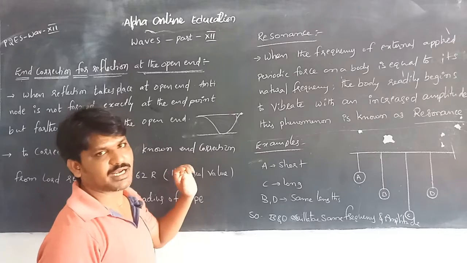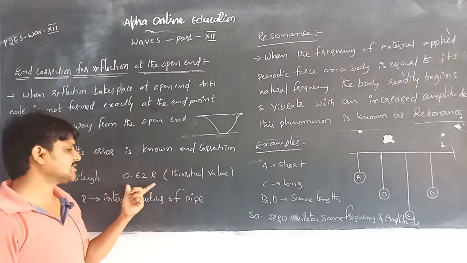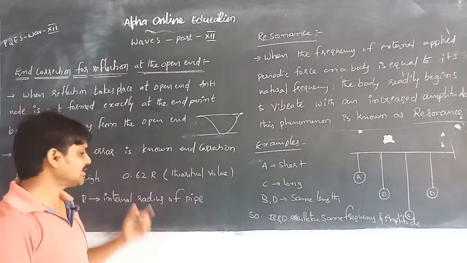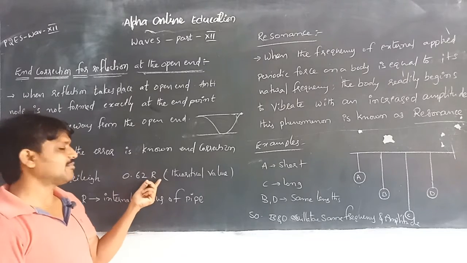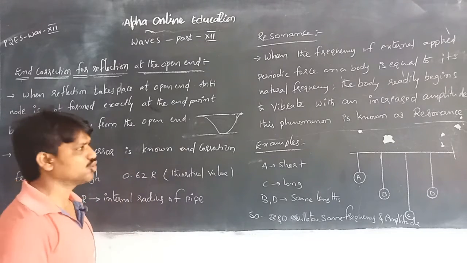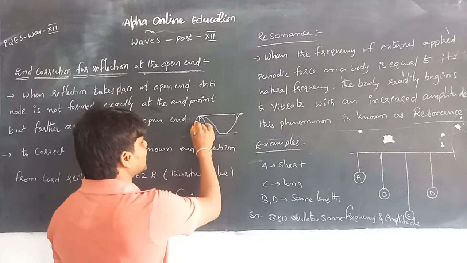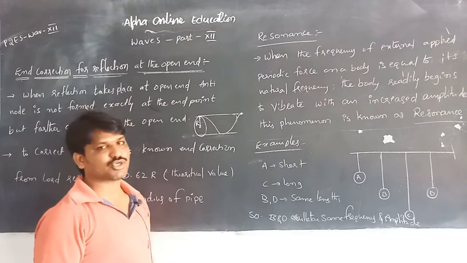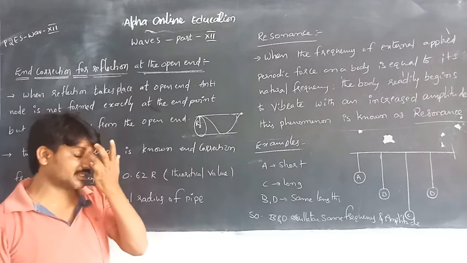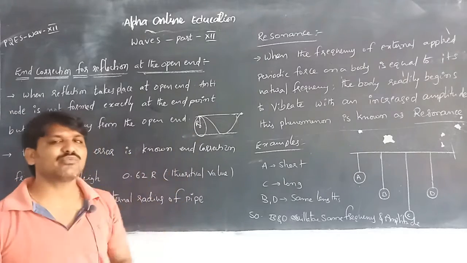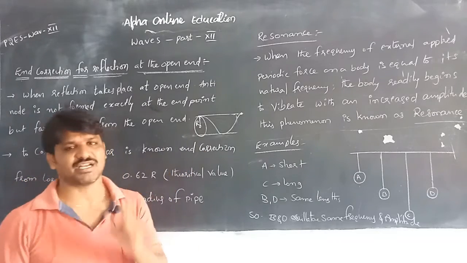According to Lord Rayleigh, the theoretical value for the end correction is 0.62 R. That is the theoretical value. Here R means the internal radius of the tube, whatever tube we are taking. If we multiply 0.62 by the internal radius of the tube, then we can get the exact position of the antinode.